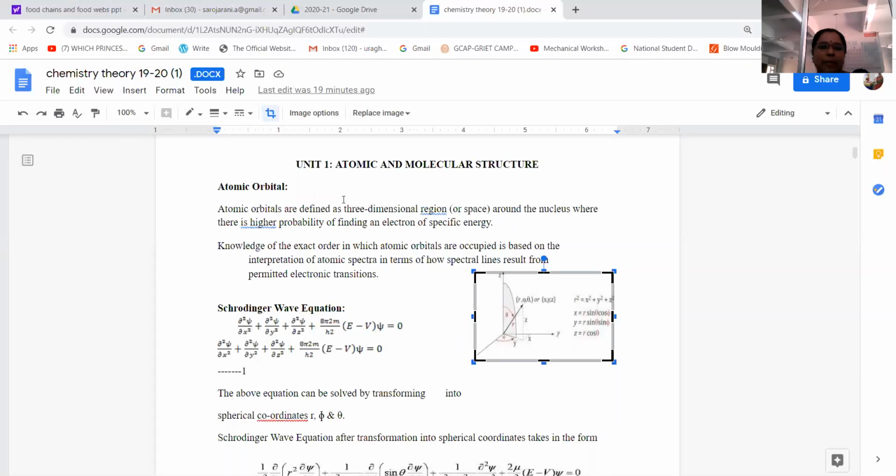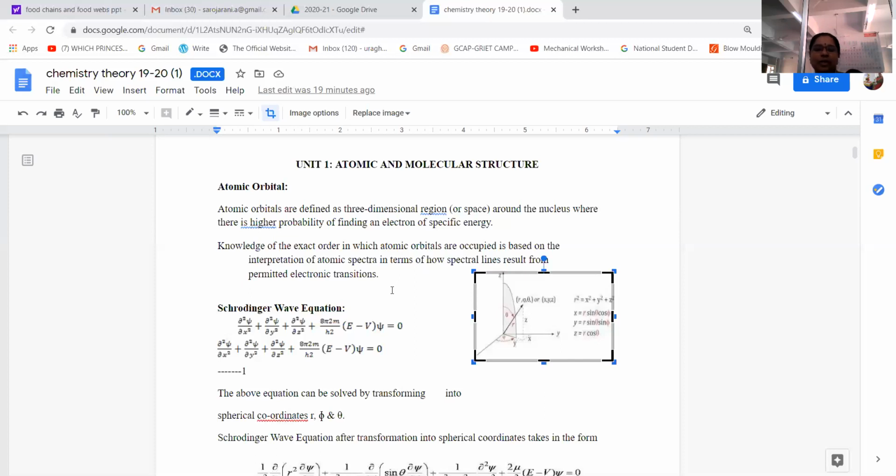What is an atomic orbital? Atomic orbitals are defined as the three-dimensional region or space around the nucleus where there is the maximum probability of finding an electron of specific energy. Knowledge of the exact order in which atomic orbitals are occupied is based upon the interpretation of atomic spectra, in terms of how spectral lines result from permitted electronic transitions.